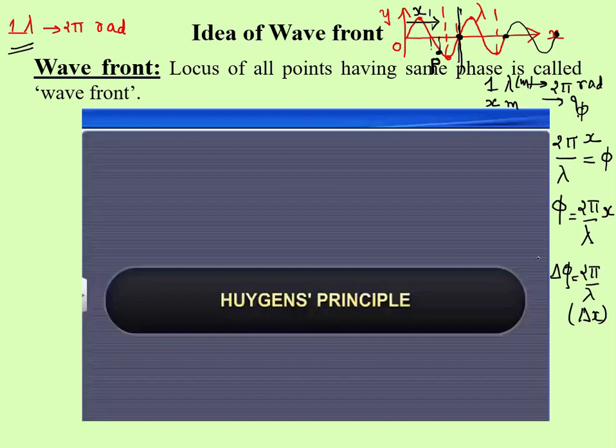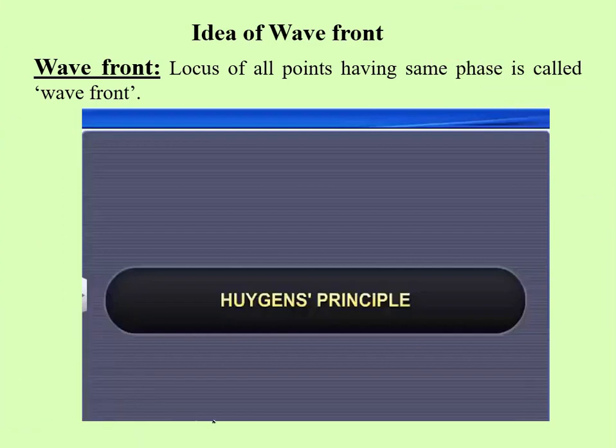If we take the phase difference between any two random points, then it will be 2 pi by lambda into the path difference between these two points. So a very important equation in this class, which is a concept of 11th standard, is: phase difference is 2 pi by lambda into path difference. Correct, this is important that we are covering in this class.